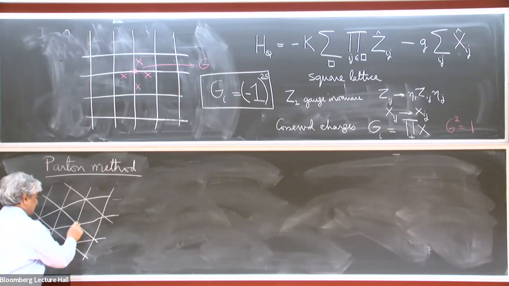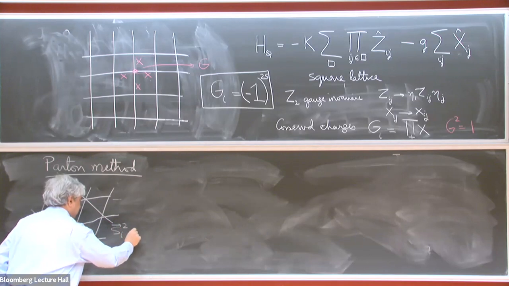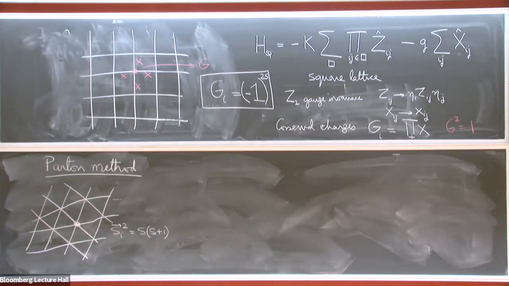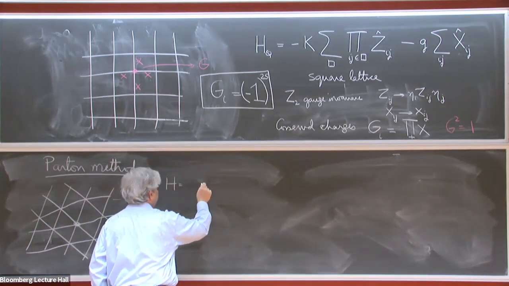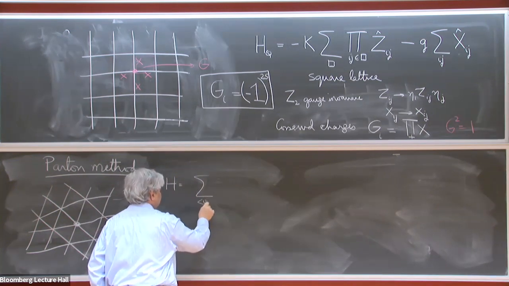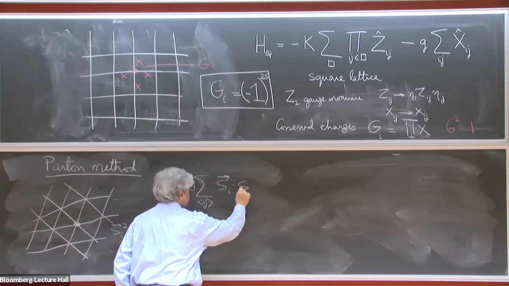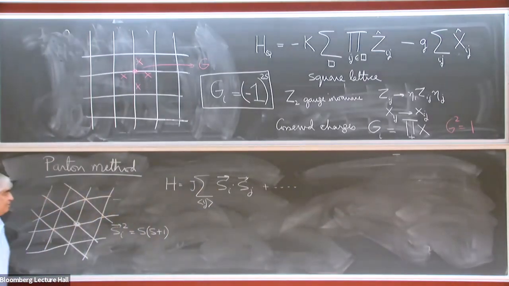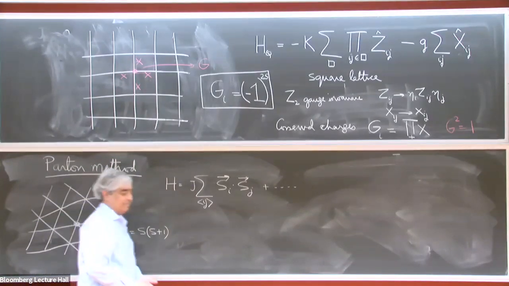There are spins on each site of the triangular lattice, S_i squared is equal to S times S plus 1. And the Hamiltonian will take full SU(2) spin rotation symmetry, sum on nearest neighbors, let's say, with a coupling J, S_i dot S_j. Okay, so here's a very well-defined Hamiltonian, which can be realized in many experimental systems.